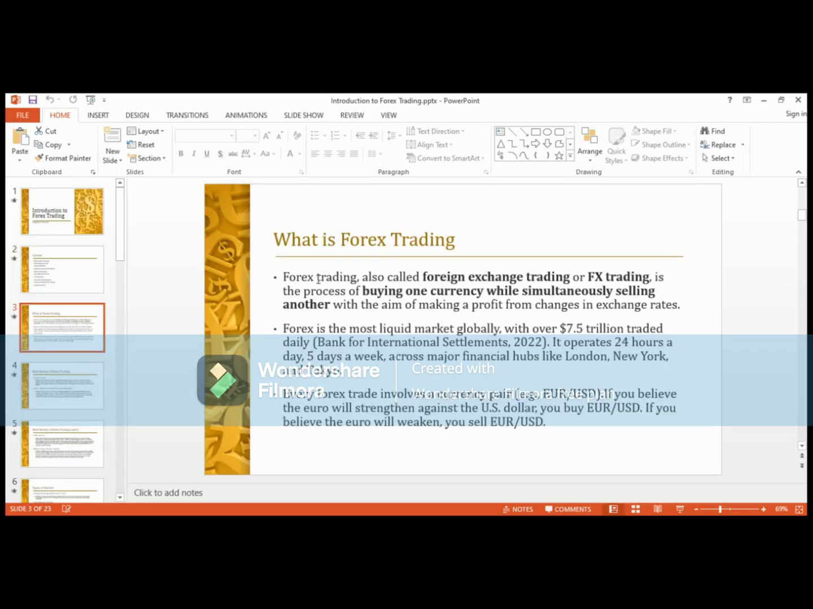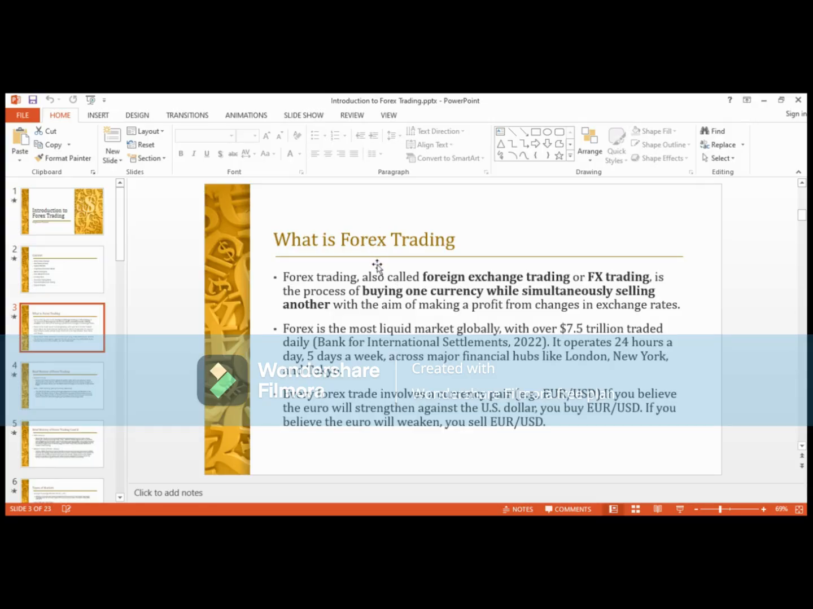So let's start. Forex trading is also called foreign exchange trading or FX trading. It's the process of buying one currency while simultaneously selling another with the aim of making a profit from changes in exchange rate. Forex is the most liquid market globally, having over 7.5 trillion traded every day, and the forex market operates 24 hours a day, 5 days a week across major financial hubs like London, New York, and Tokyo.